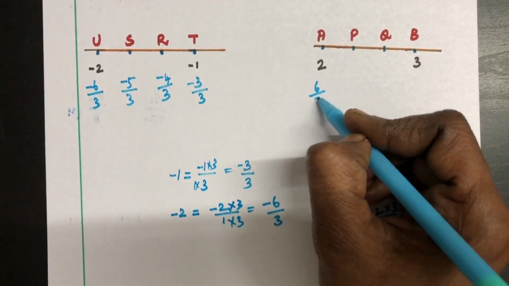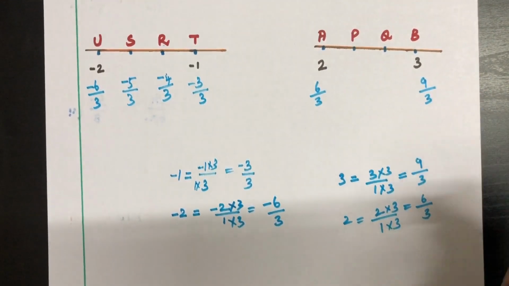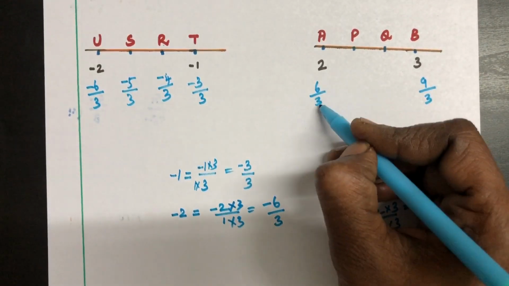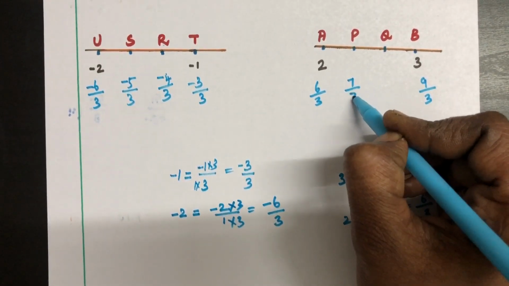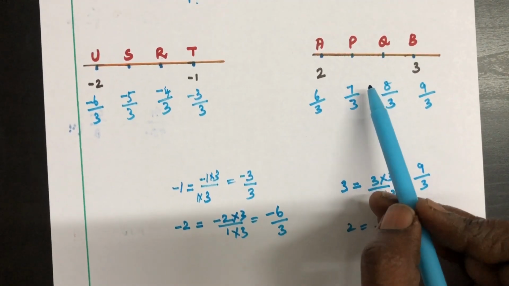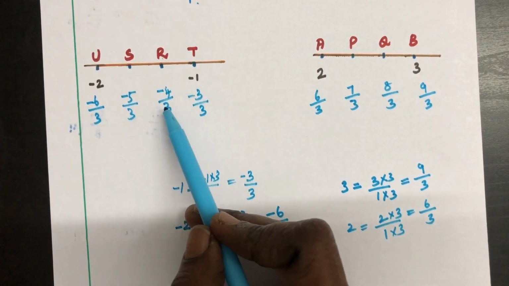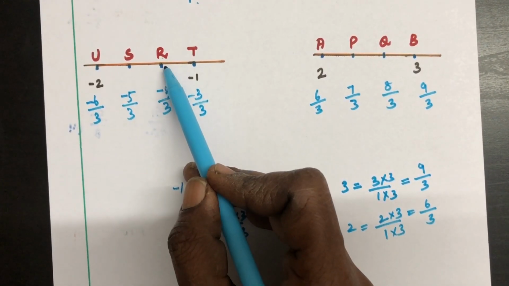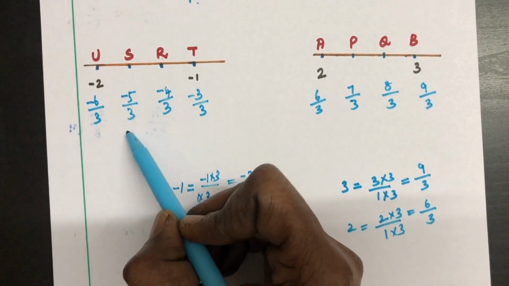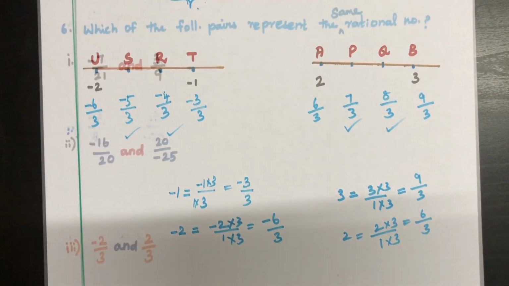6 by 3 is ultimately 2. Here also, 9 by 3 is 3 alone. So what are the numbers that will come in between? 6 by 3 means this is 7 by 3 and 8 by 3. The value of P is 7 by 3 and Q is 8 by 3. Here the value of R is minus 4 by 3. S is minus 5 by 3. That's all. These are the PQRS values.